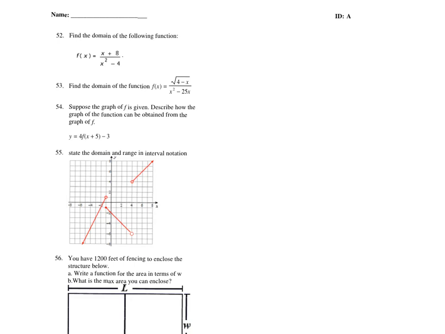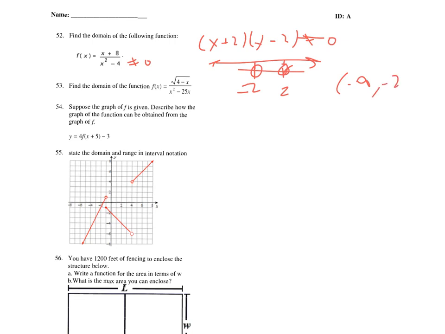All right, next up, number 52. So this one, the denominator cannot equal 0. So I would go ahead and factor this. I don't need test points, though, because it's not an inequality. So I just know that x cannot equal negative 2 or 2, but it can be everywhere else. So it's just negative infinity to negative 2, negative 2 to 2, and 2 to infinity.